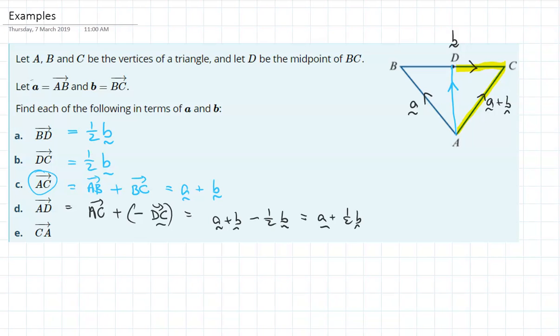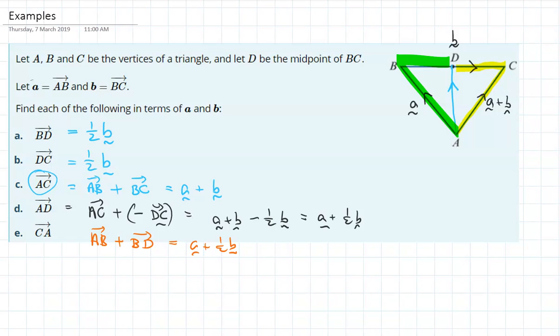Now, of course, you'd probably sit there thinking, why would you do that, sir? Why didn't you just go the other way? Why wouldn't you just go around here and over that way? And that's exactly what I would have done. So you could go AB plus BD, and you're going in the right order. We've identified BD earlier as a half b, so it's a plus a half b. My point of doing it that way is there is more than one way to do a problem.